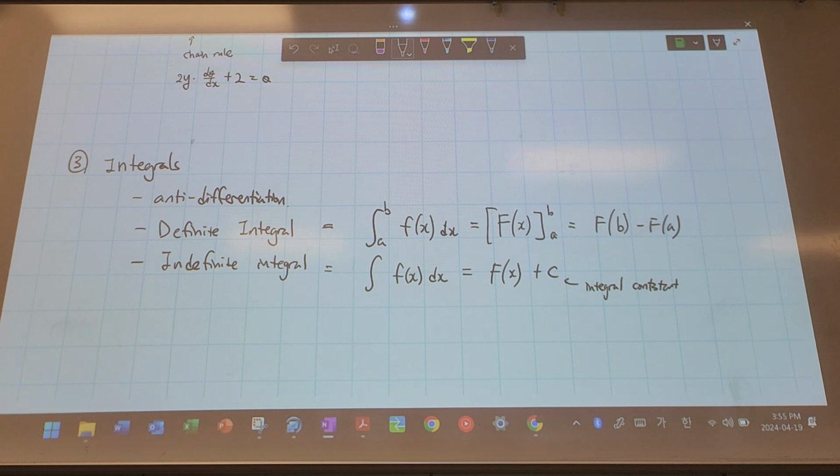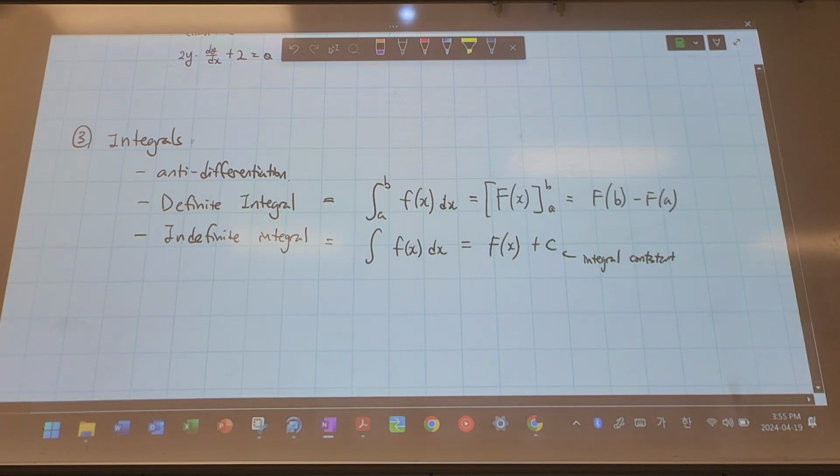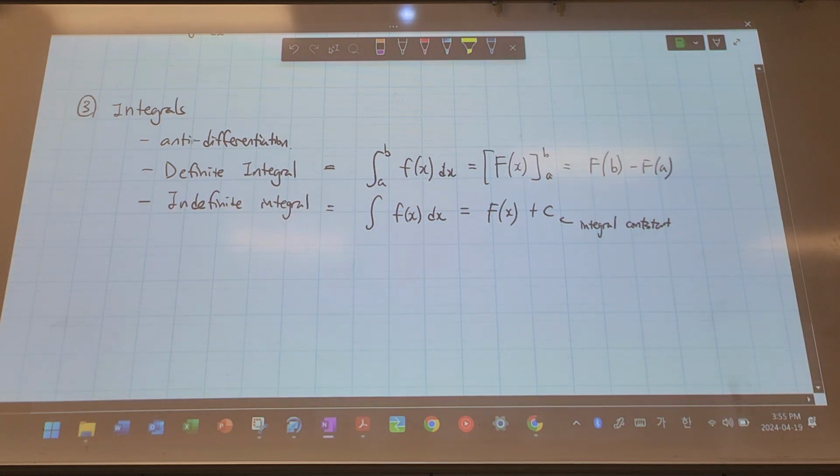And the reason why we don't put the integral constant on a definite integral is because it cancels out. Exactly, it cancels out anyway. For example, if I added the integral constant on the definite integral, it would have been uppercase F of b plus c minus uppercase F of a plus c. So the c minus c cancels out anyway, so we don't have to. All right, so that's the difference between the definite integral and the indefinite integral.